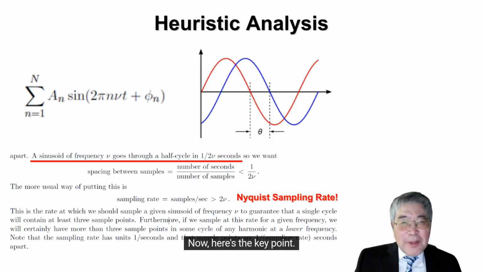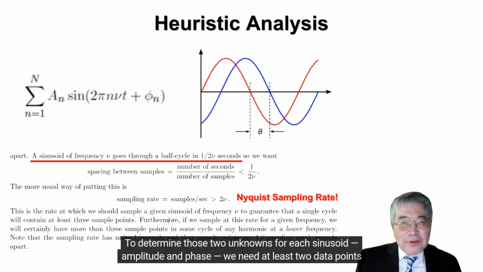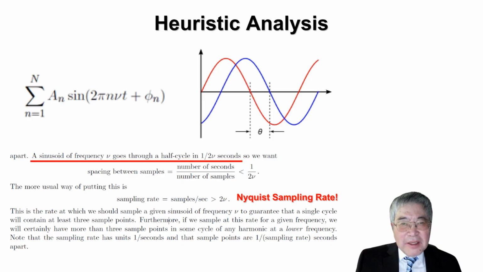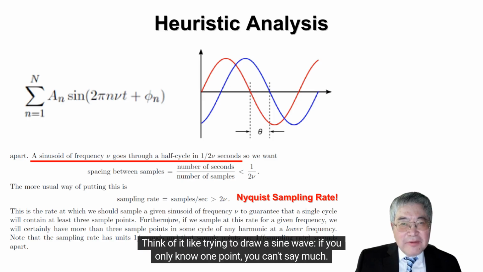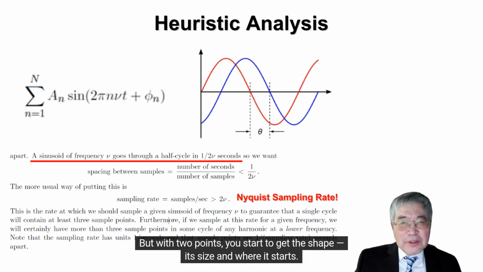Now here's the key point. To determine those two unknowns for each sinusoid, amplitude and phase, we need at least 2 data points per cycle. Think of it like trying to draw a sine wave. If you only know 1 point, you can't say much. But with 2 points, you start to get the shape, its size and where it starts.